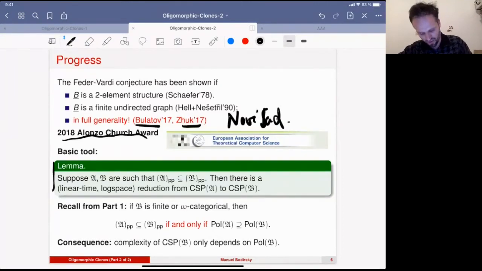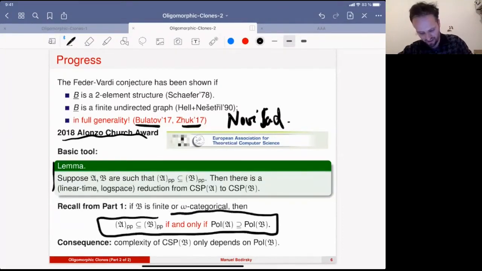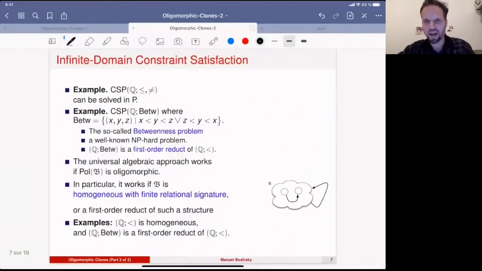We can use this Galois connection between invariant relations and polymorphisms that I have explained last time to see that the complexity of the constraint satisfaction problem is fully captured by the polymorphisms of the structure B we started with. All right, I will be quick here. I will immediately jump to infinite domain CSPs.